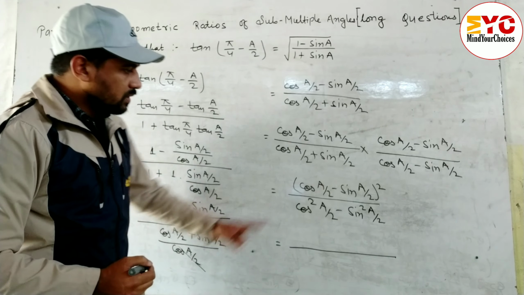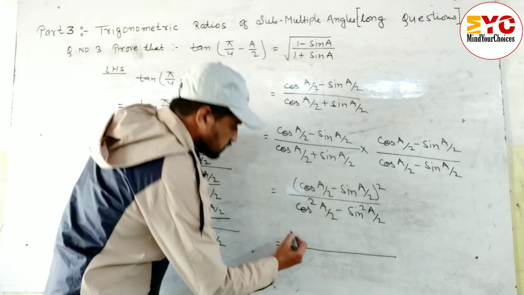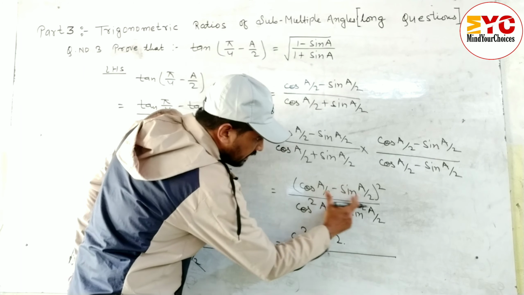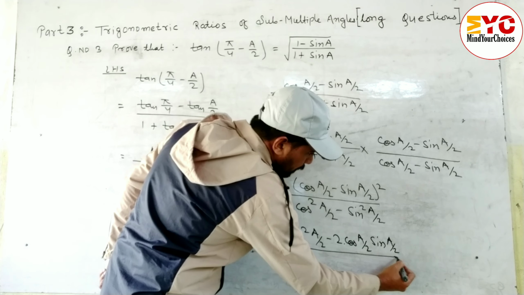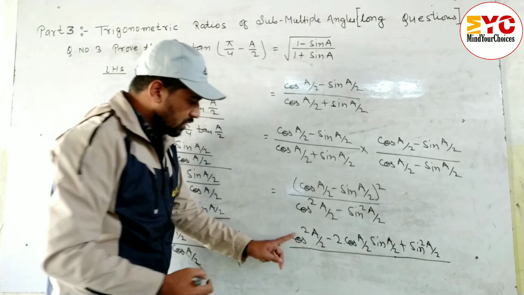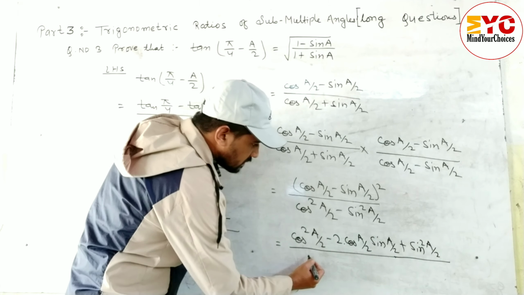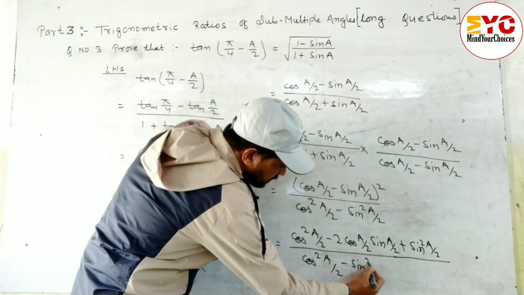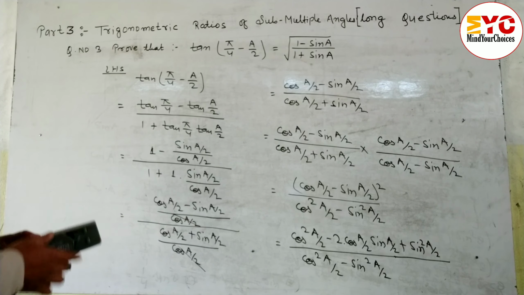Okay, up to here. Now we can use a formula. This is in the form of (a − b) whole square, so we can use the (a − b)² formula: cos² A/2 − 2ab, with a being cos A/2 and b being sin A/2, plus b², that is plus sin² A/2. Now a² − 2ab + b². The denominator, write down the same: cos² A/2 − sin² A/2. Now look at this one properly. Hope you understand up to here.